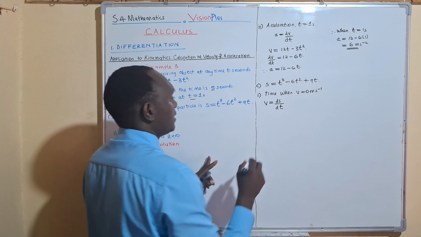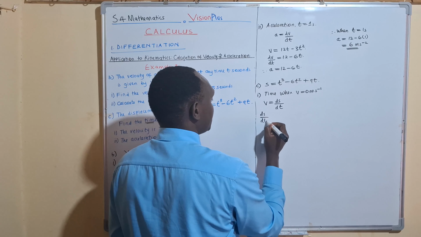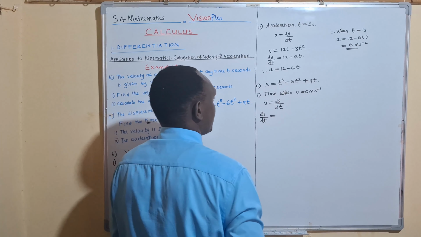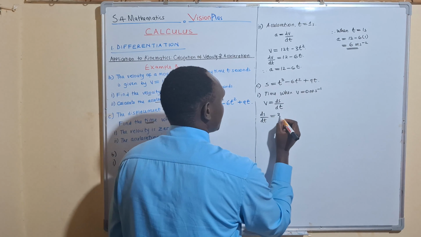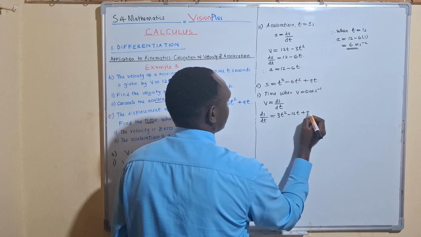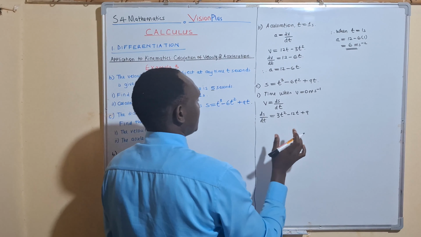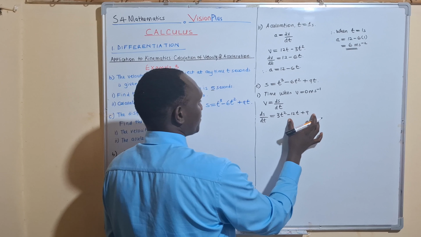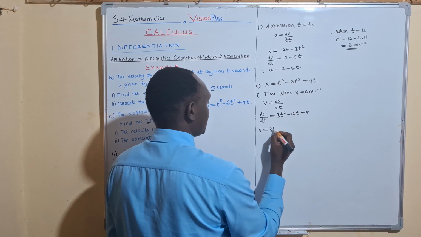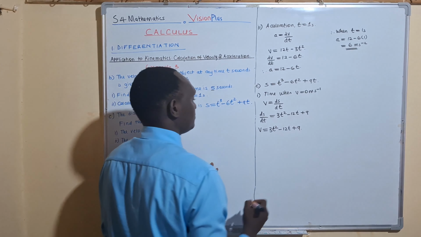That means we need to find ds/dt simply by differentiating the given function of the displacement. That gives us 3t squared minus 12t plus 9. So this is the expression for velocity at any time. Therefore, velocity at any time t is given by 3t squared minus 12t plus 9.